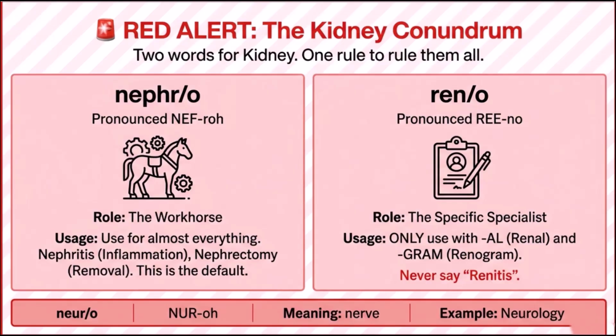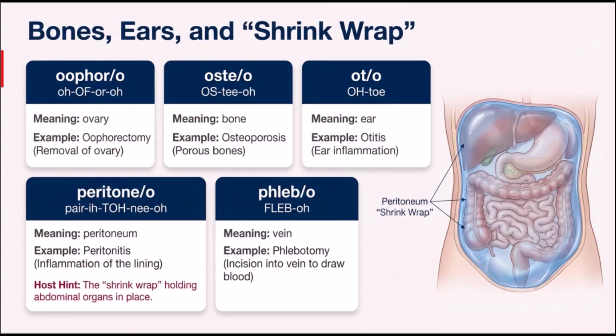All right, moving on. This next one is tough to spell. Oophoro. It means ovary. And an oophorectomy is the removal of an ovary. Correct. Osteo. Bone. Osteoporosis. The condition where bones become porous or less dense. Oto. Ear. So otitis is an ear inflammation. Yep. Usually otitis media, a middle ear infection.